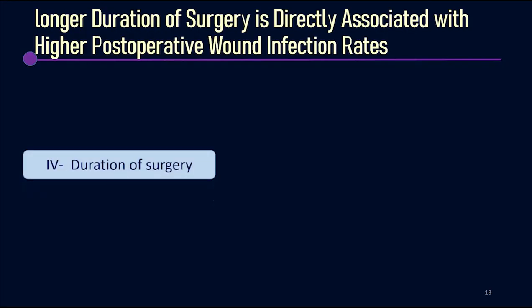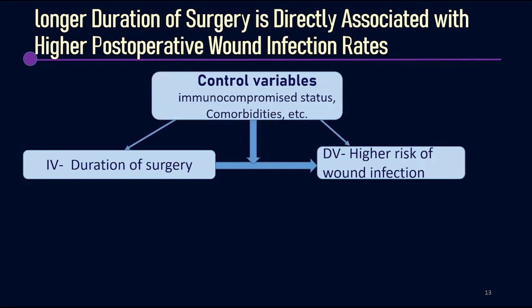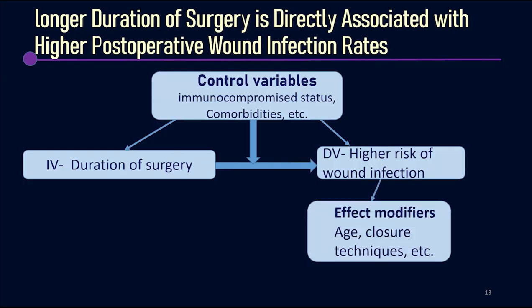So the independent variable is duration of surgery. The dependent variable is higher risk of wound infection. Control variables would be the immunocompromised status of the patient, comorbidities, etc. Both could have influence on both the dependent and independent variable. And these could be the potential effect modifiers. Age of the patient can have an effect on risk of infection, and closure tactics by the surgeon can also have an effect on the dependent variable, but not the independent variable.